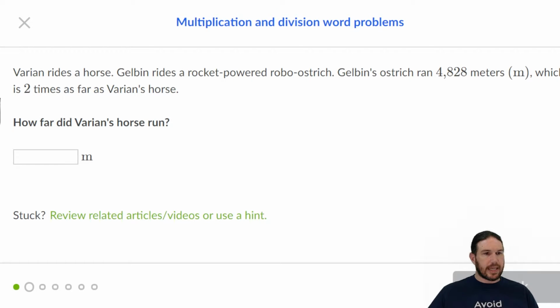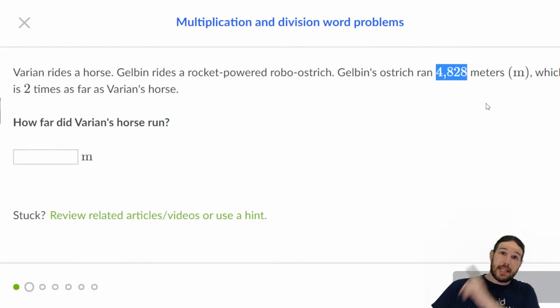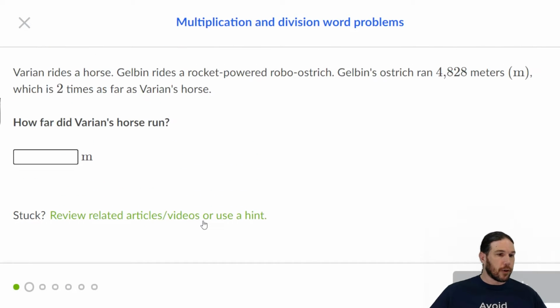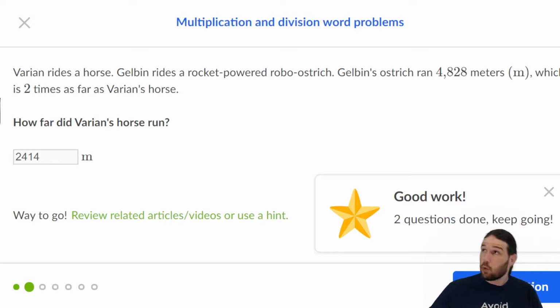Varian rides a horse. Gelbin rides a rocket-powered robo-ostrich. Jealous. Gelbin's ostrich ran 4,828 meters, which is 2 times as far as Varian's horse. How far did Varian's horse run? So we just got to divide by 2. And actually, this is a nice one because you see how every single digit in that number, 4,828, is even and thus divisible by 2, we can do this division nice and quick by cutting every single digit in half for a total of 2,414 meters. No estimation on this one. We do want to be precise here.